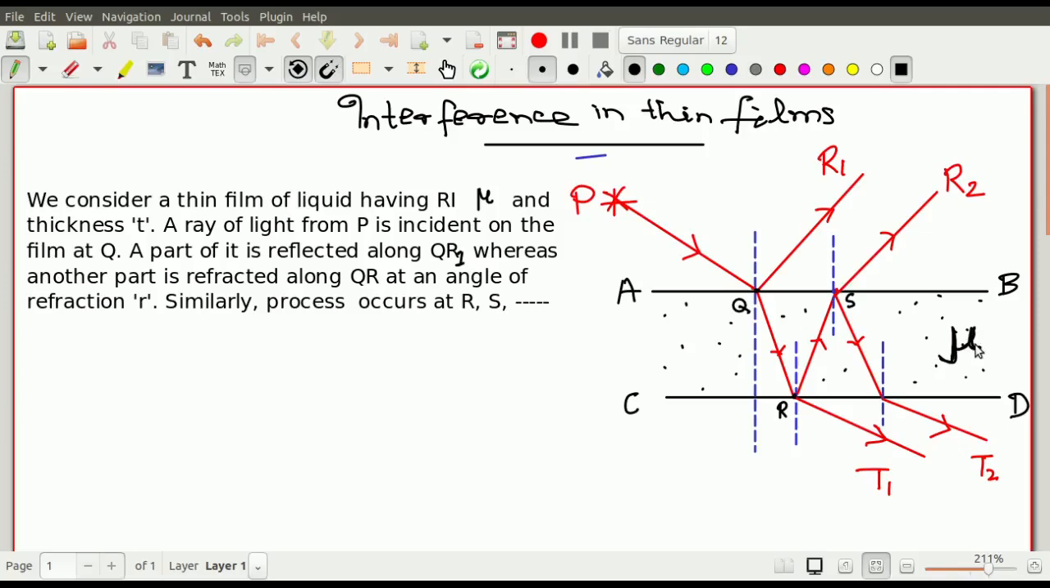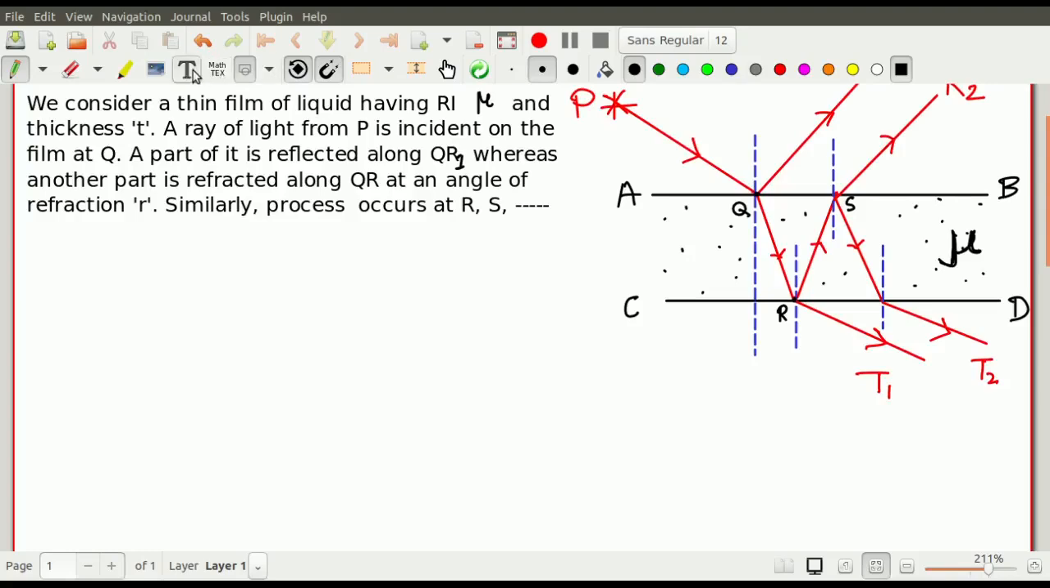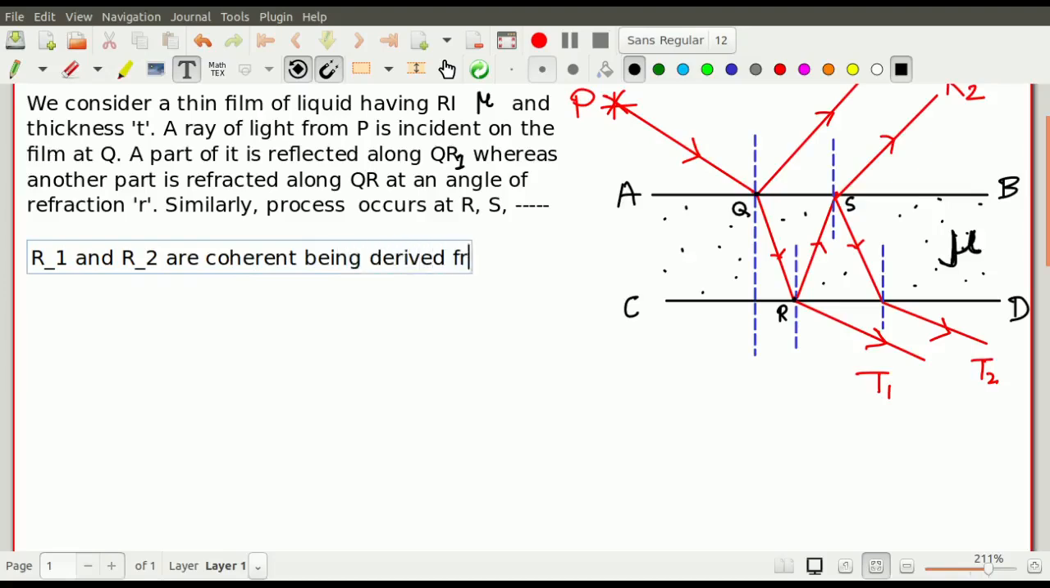Got it? আচ্ছা. Now R1 and R2 are coherent, being derived from the same incident ray. Definitely R1 and R2 are coherent. I write in this way, okay? R1 and R2, বুঝে নিও এগুলো সাফিক্সে আছে. R1 and R2 are coherent, being derived from the same incident ray, and are capable of producing interference.